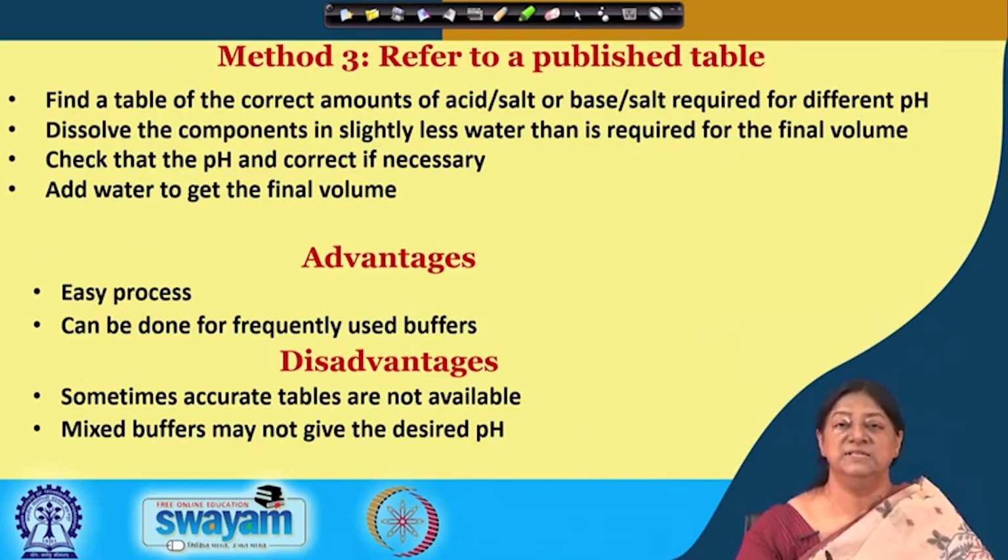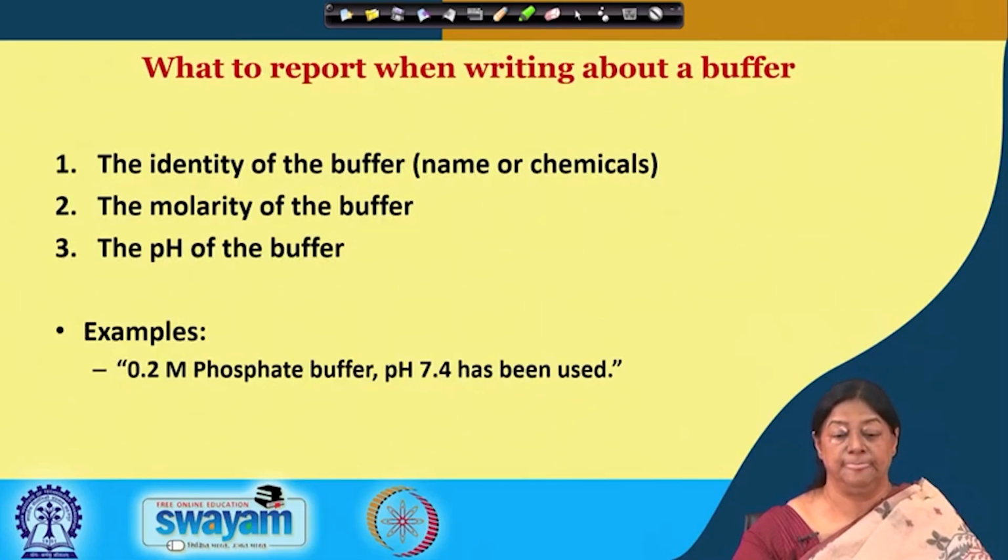The advantage is that it is a very easy process and it can be actually done with frequently used buffers. But the disadvantage is sometimes accurate tables are not available, and mixed buffers sometimes do not give the desired pH for the specific type of reaction or the specific type of biochemical process that is under consideration.